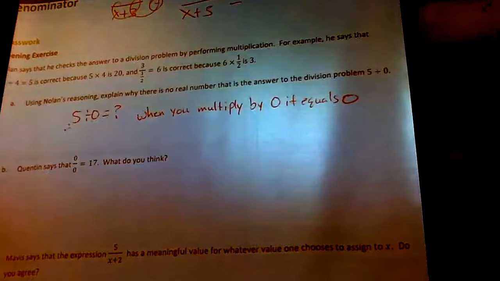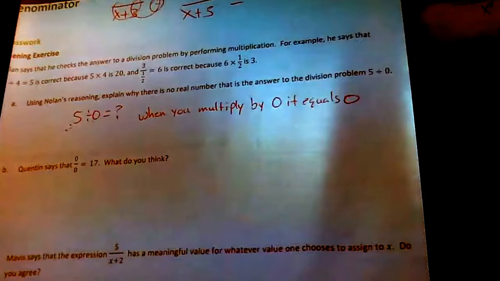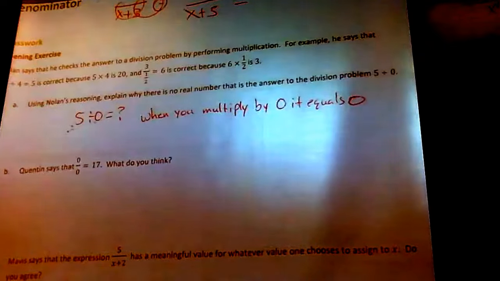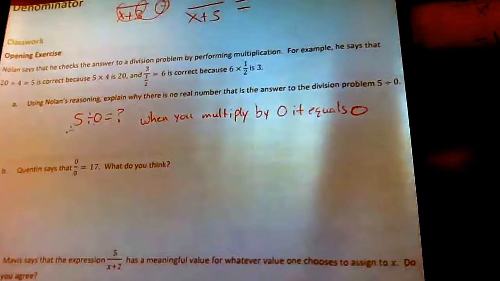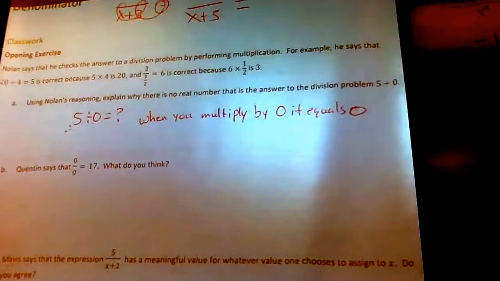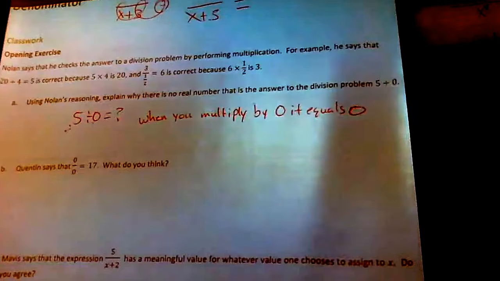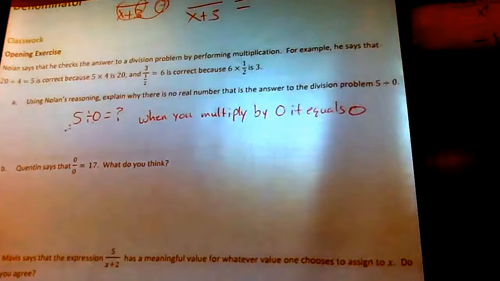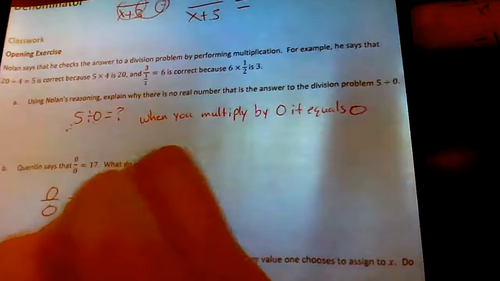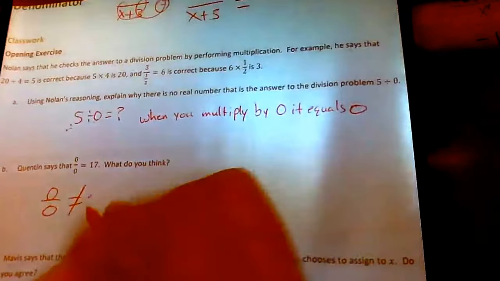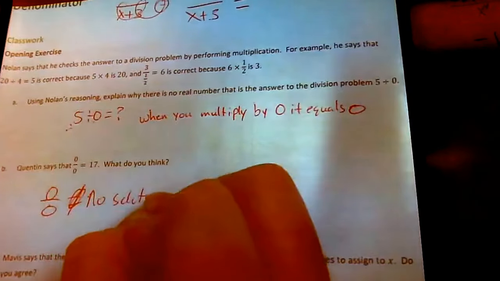Quentin says that 0 divided by 0 is 17. What do you think? I think Quentin's wrong. 0 times 0 is 0, but what about 0 divided by 0? You would think it would be 1, because anything divided by itself should be 1, right? But no solution. 0 divided by 0 you cannot do. You cannot divide by 0.